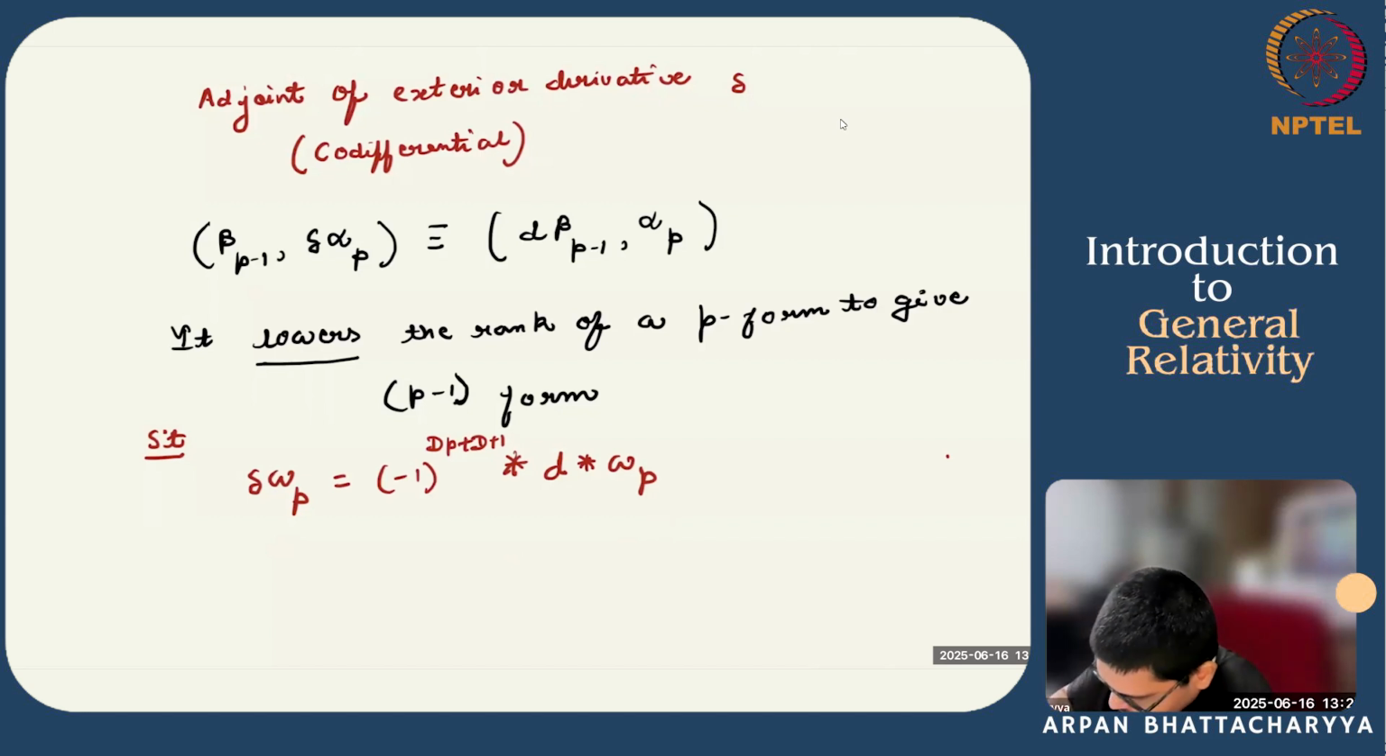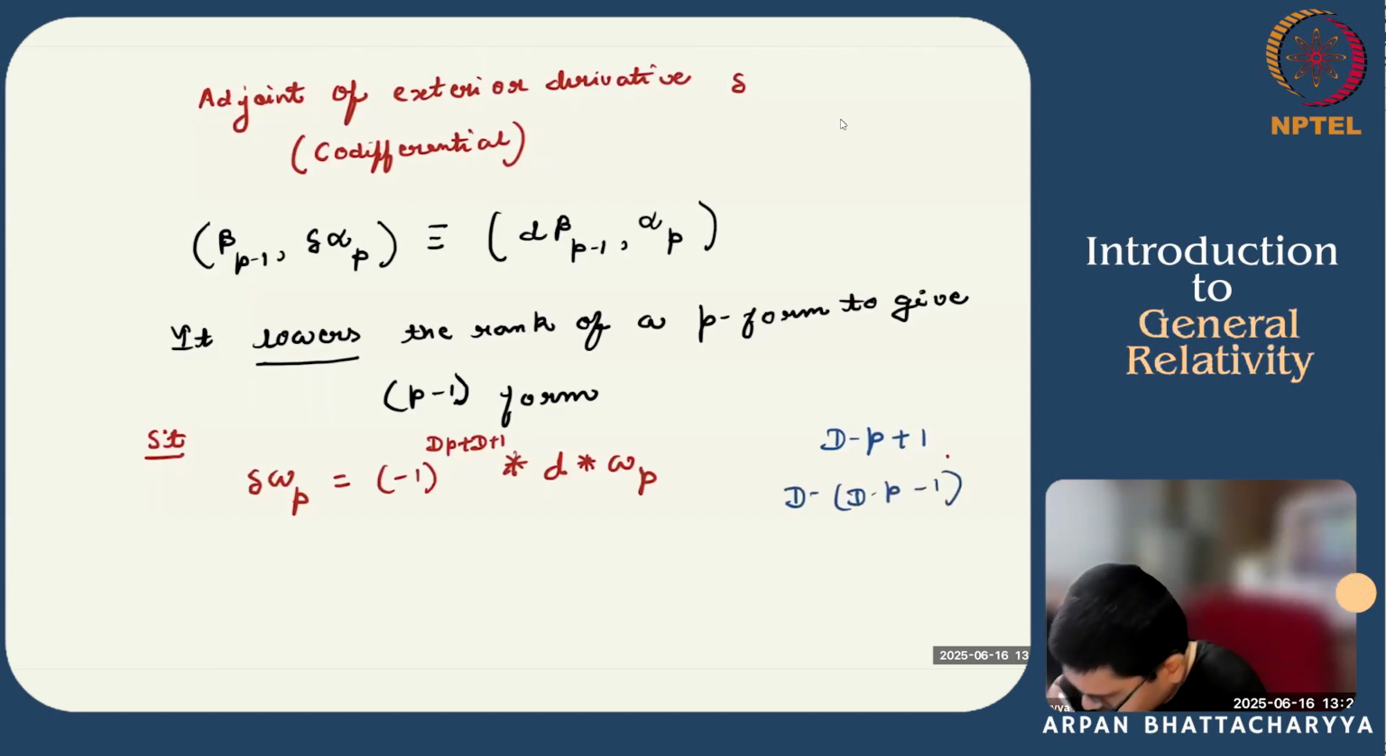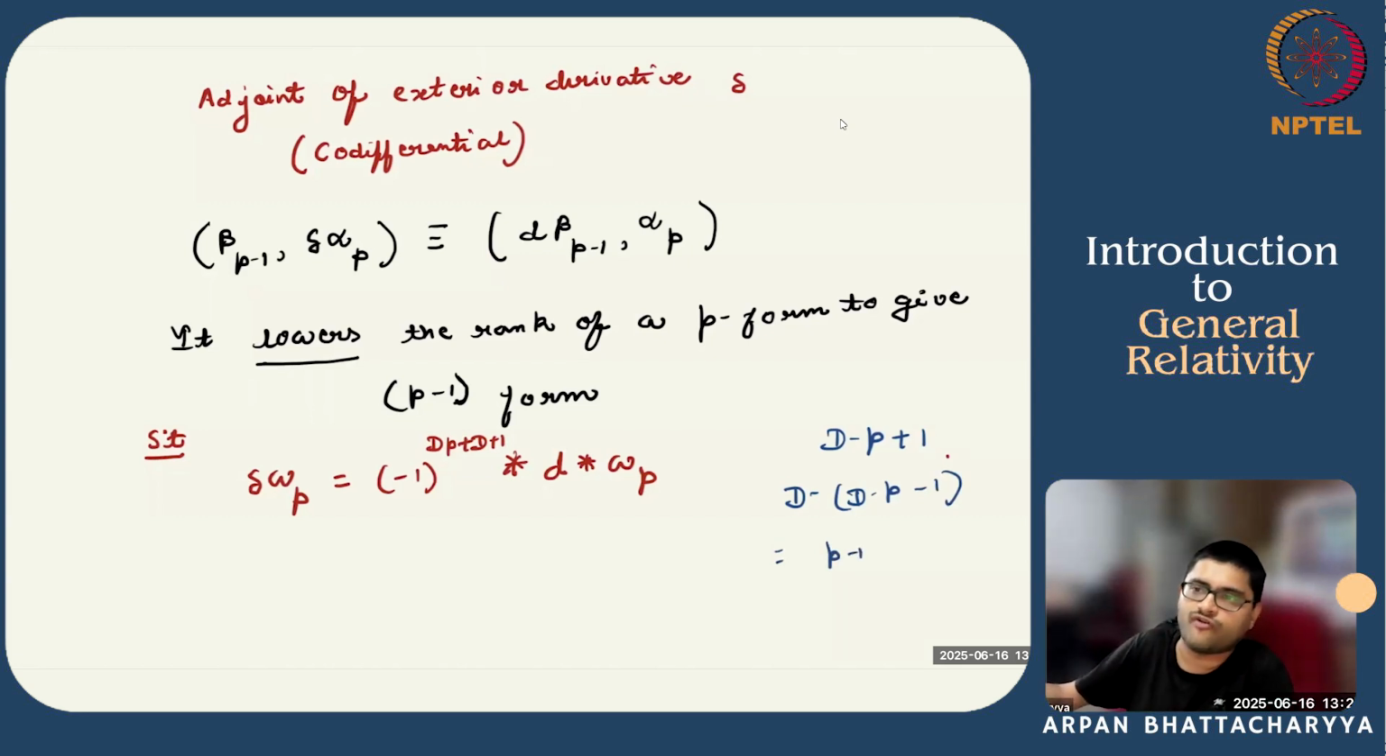And you can check what is happening with the dimensions. So you have omega p, which is the p-form. Star of omega p gives you a D minus p form. So d of star will increase it by plus 1. Then take star, which gives you D minus, D minus p plus 1, that is p minus 1. So you can see it gives a p minus 1 form. So try to show this relation.